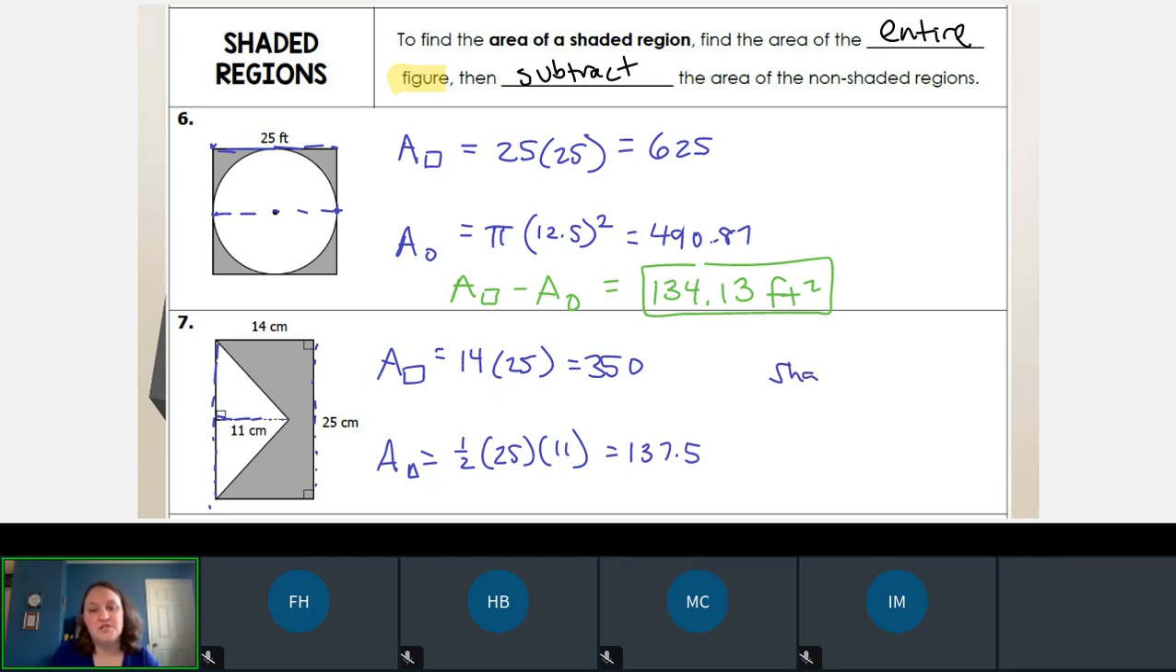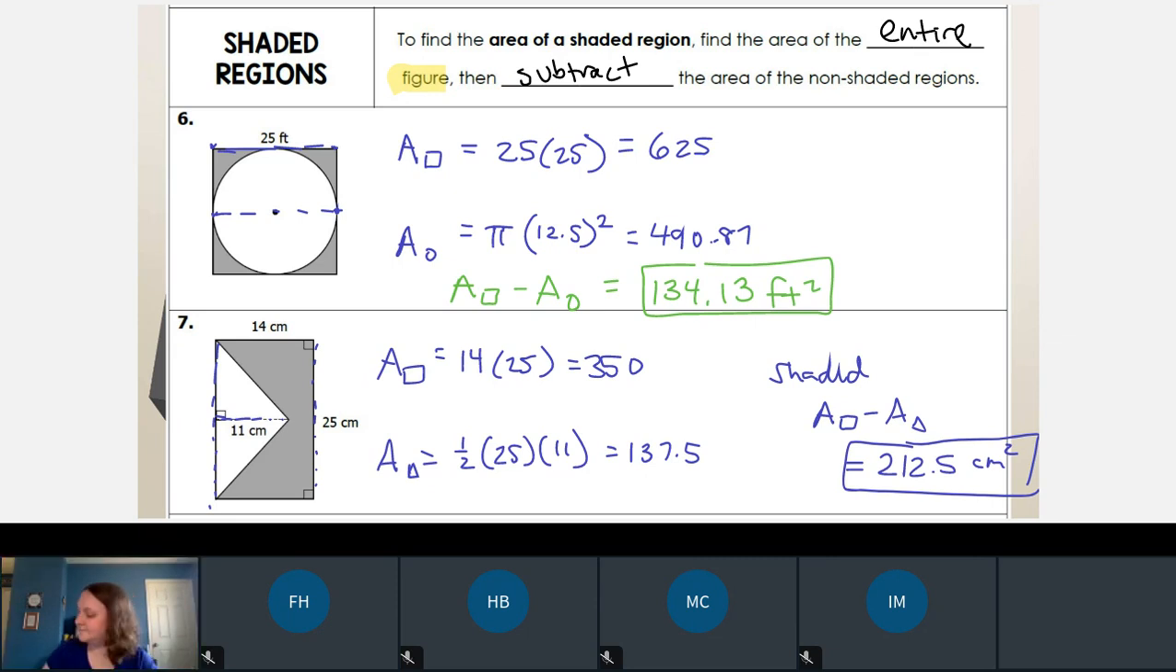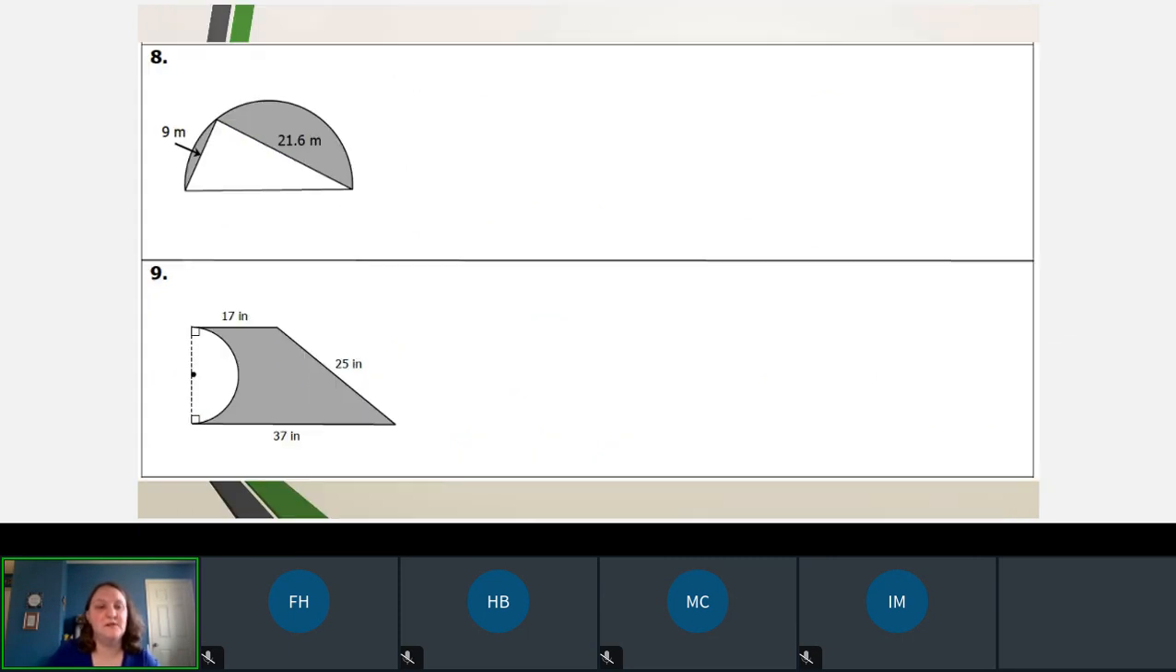So our shaded region is going to be the area of the rectangle minus the area of the triangle. 350 minus 137.5. Very good, 212.5. Units, it's still area, so centimeters squared. Nice. Ooh, some of our circles unit is about to come back to play here. That's fun.